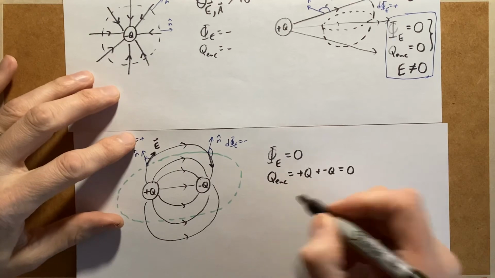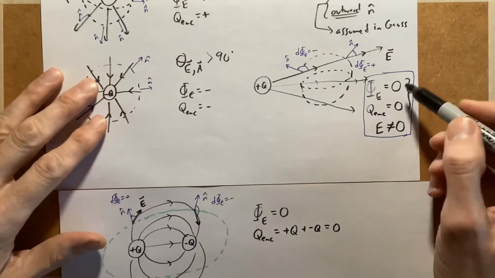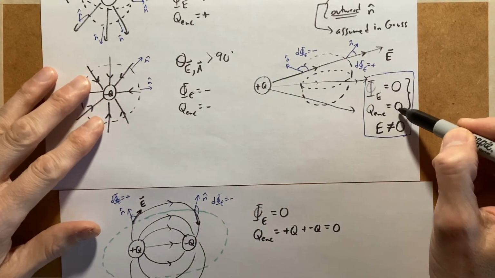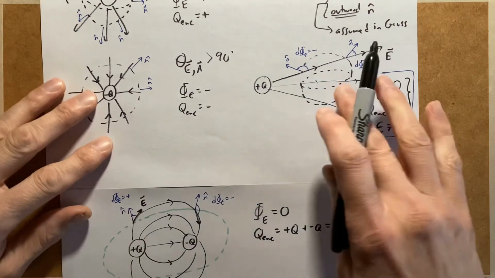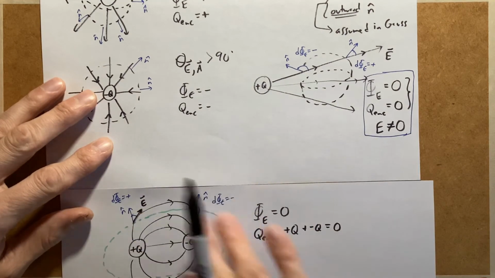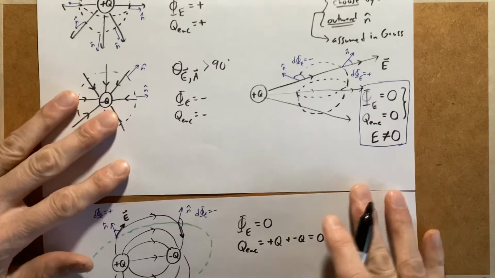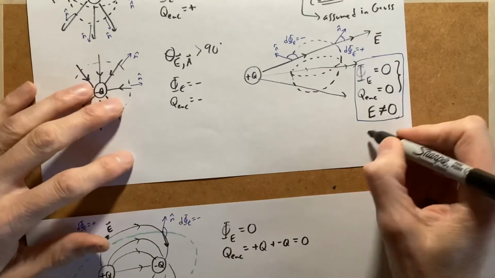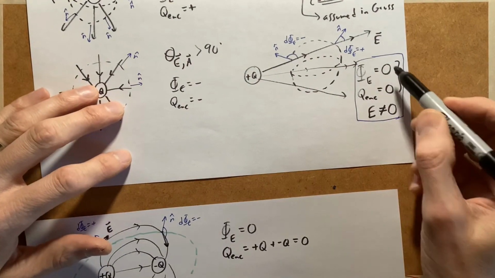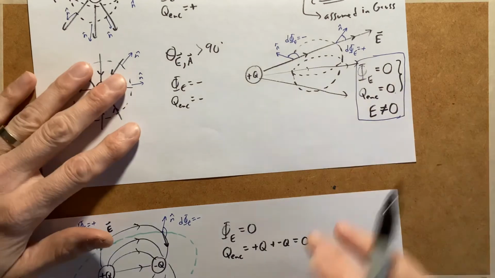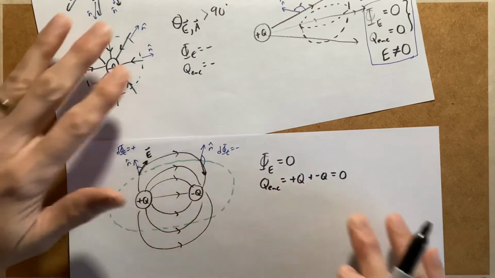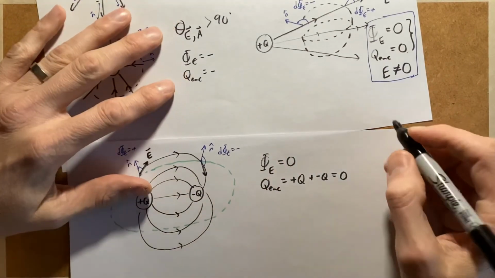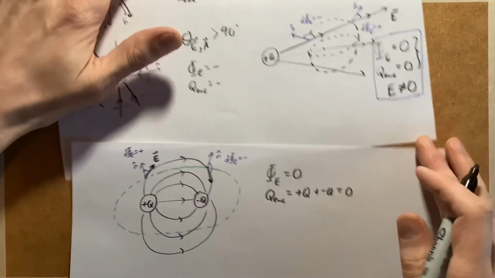Same reasoning over here, I got a flux of 0 because I have no charge enclosed. It does not mean that the field is 0 anywhere. In fact, in both cases here, the field is non-zero everywhere along the Gaussian surface, okay? So even though the flux is 0, the charge enclosed is 0, either because you have no charge at all or because the charge you do have all adds up to 0, you'll get no flux. However, the field isn't 0 anywhere on the surface, okay?